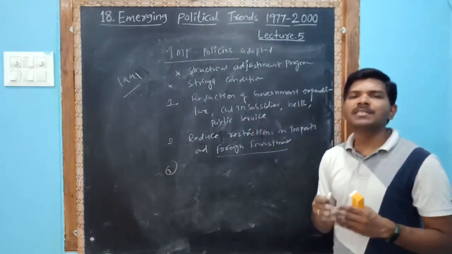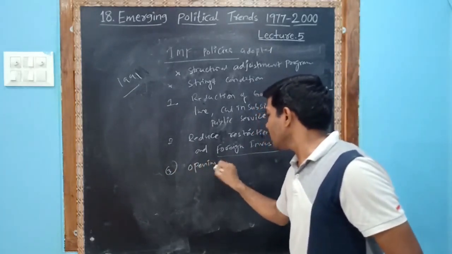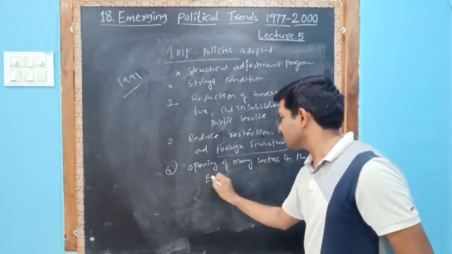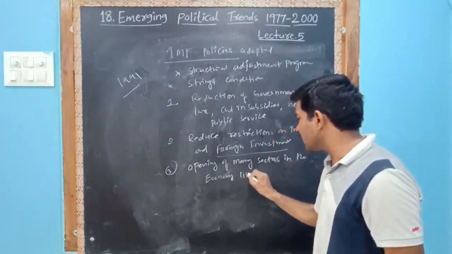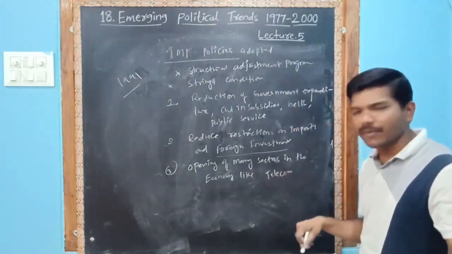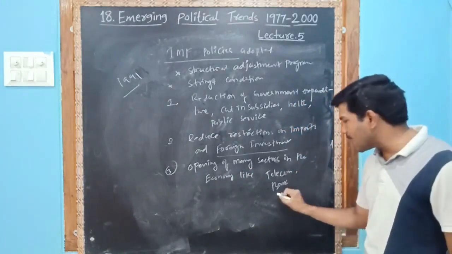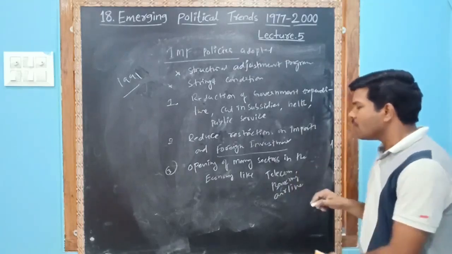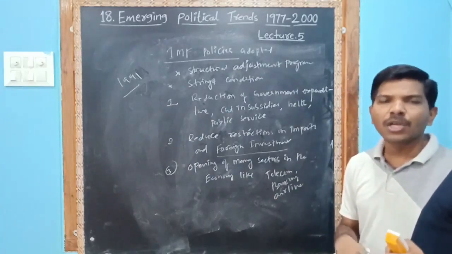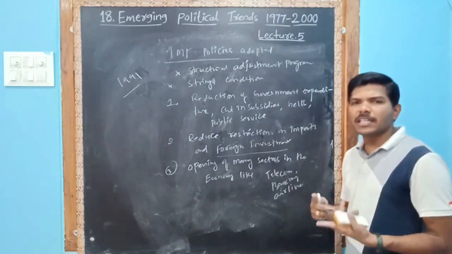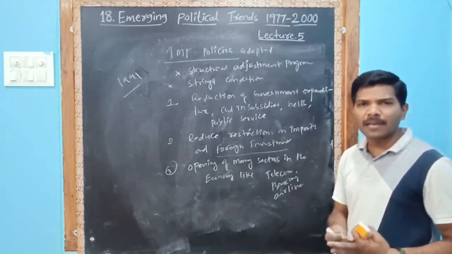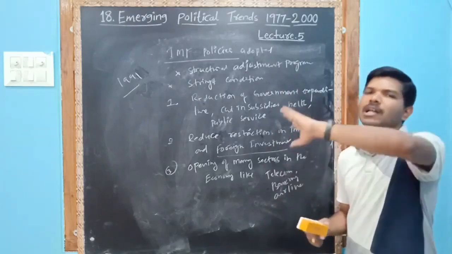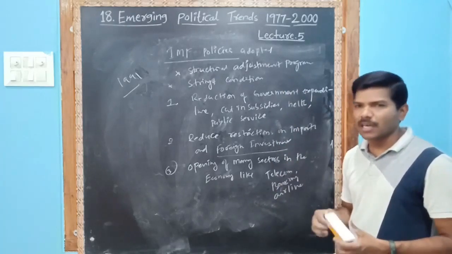The third one was opening of many sectors in the economy, especially telecommunication, banking, transport, and airlines, which we made private. We accepted foreign companies in banking and telecom. For example, Vodafone, Hutch, Docomo are foreign companies. Banks like Yes Bank, Standard Chartered Bank, RBS Bank are foreign banks. So we accepted foreign investment, foreign banks, and foreign imports in India. At the same time, we also exported our products to other countries. So this is our lesson.